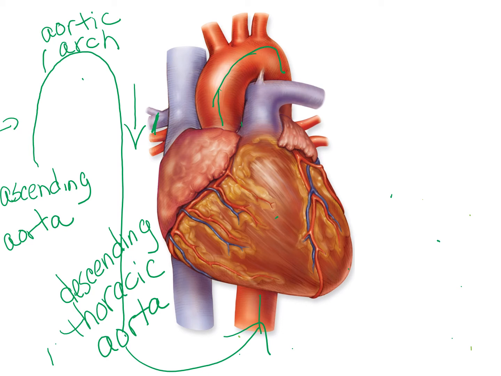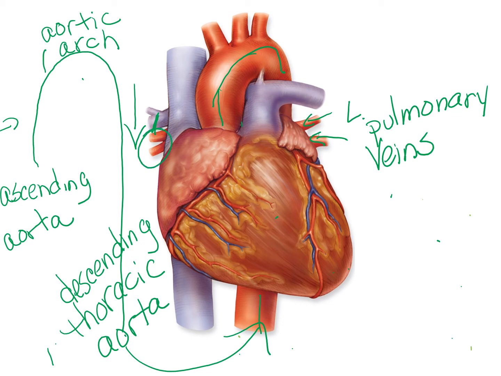And then the other red vessels we've got are pulmonary veins. You got two on each side. So these are the left pulmonary veins. And they're bringing blood back from the lungs into that left atrium. And it's going to flow through the left side of the heart. And here would be the right ones, but they're tough to see in this picture.